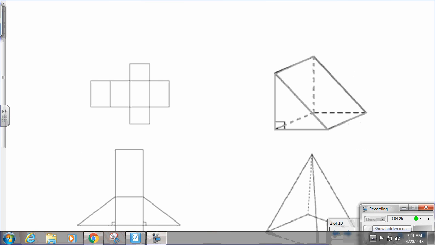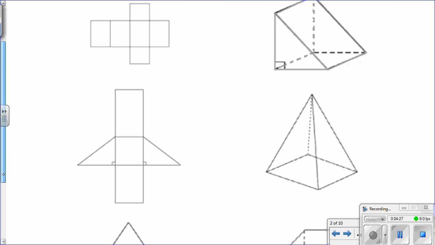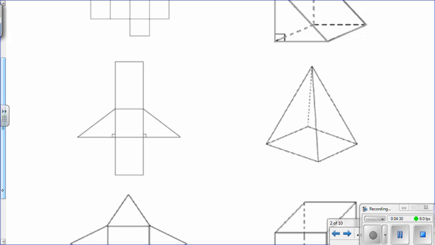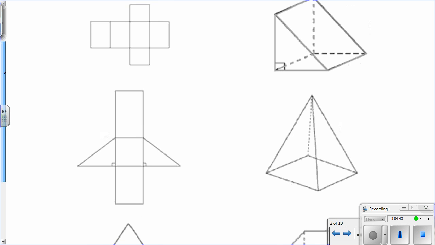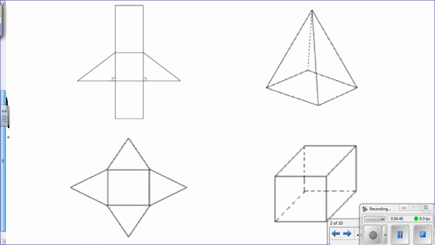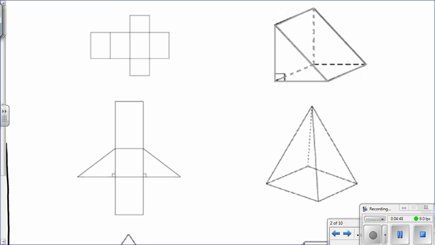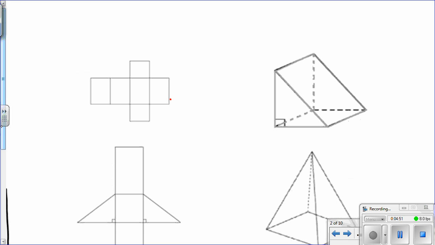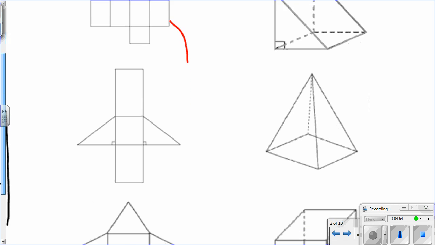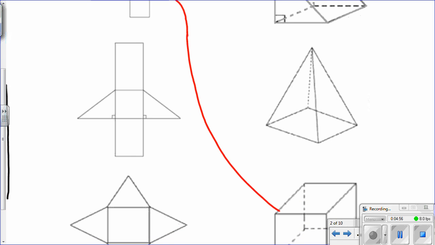Page 78 wants you to look at the nets and the three-dimensional shapes and figure out by drawing a line to which one is representative of which one. So this top left net, where should I trace that to? Bottom right. How about this middle one? Up to the top right, and that leaves this one to the middle.